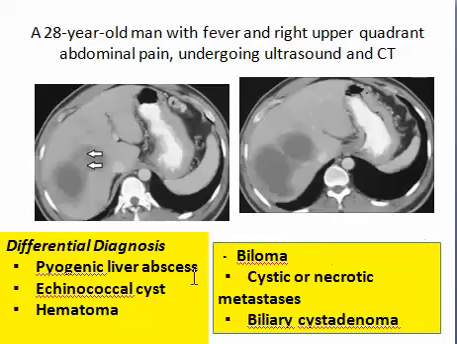Remember that the list includes pyogenic abscess, hydatid cyst, which is not, because it's not well defined, it's ill defined, hematoma, which is not the case, biloma, necrotic metastasis, no multiplicity, and biliary cystadenoma, which should have a well-defined enhancing margin.